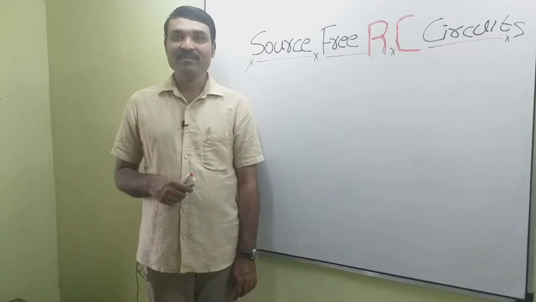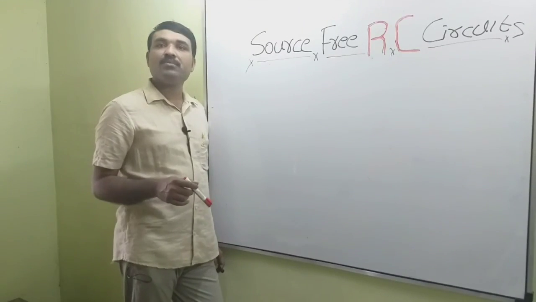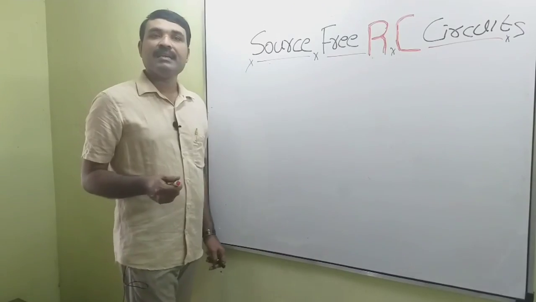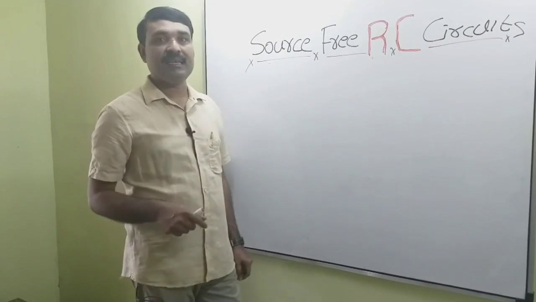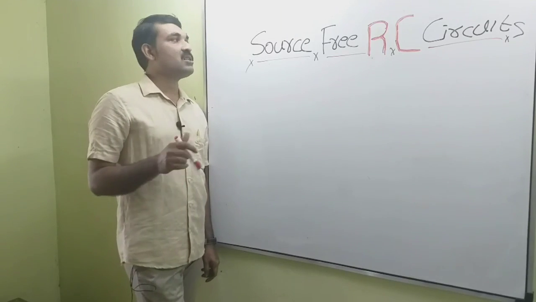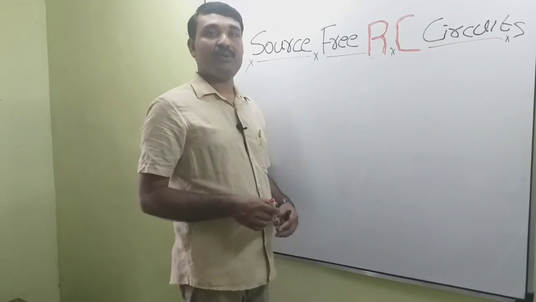In this session, we are going to discuss source-free RC circuits. Source-free circuit means when a source, either voltage source or current source, is removed from the circuit suddenly, then it becomes a source-free circuit. So we are going to discuss the transient behavior of a source-free RC circuit.